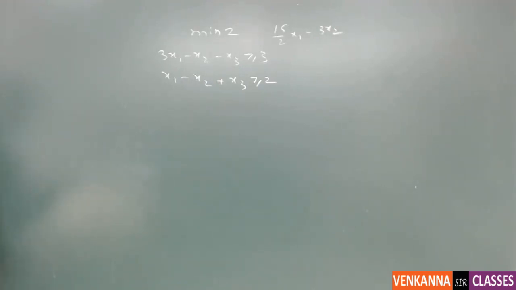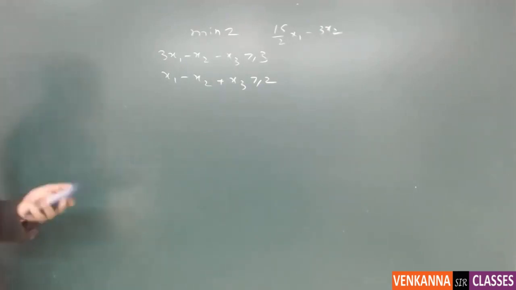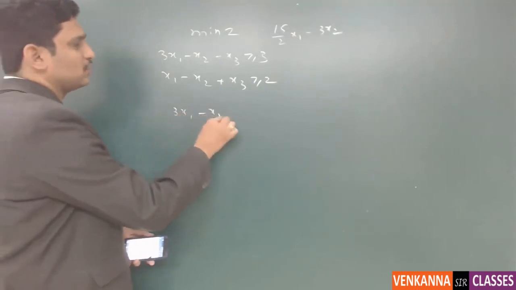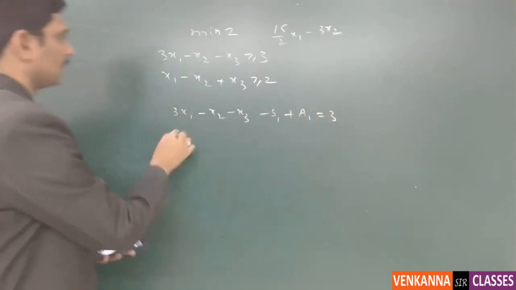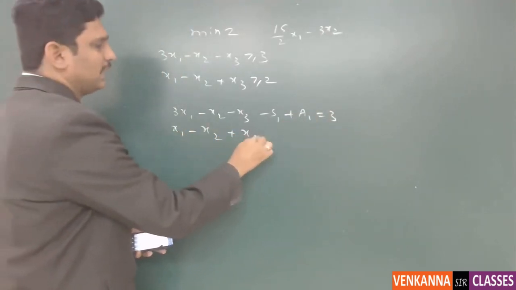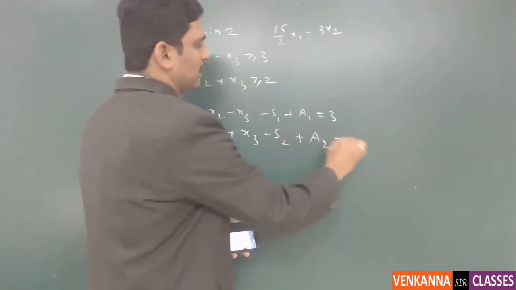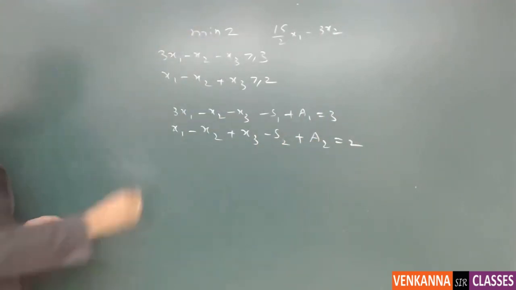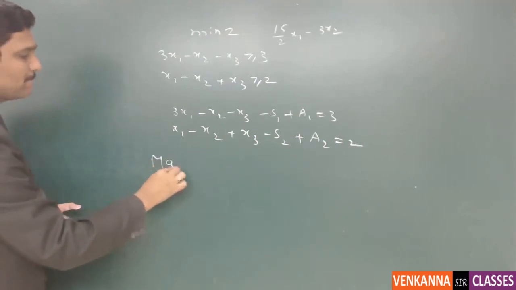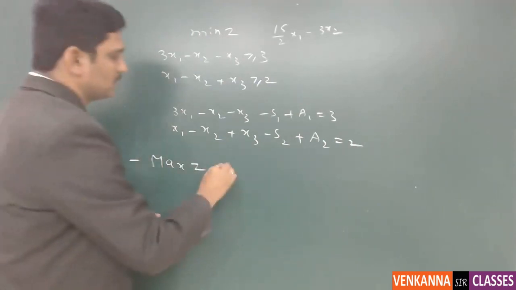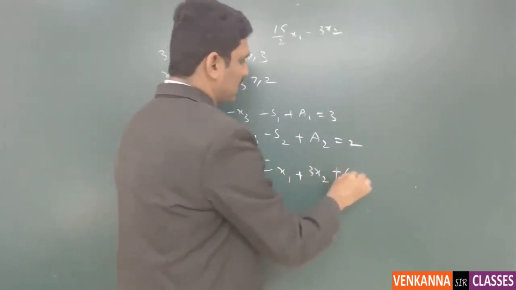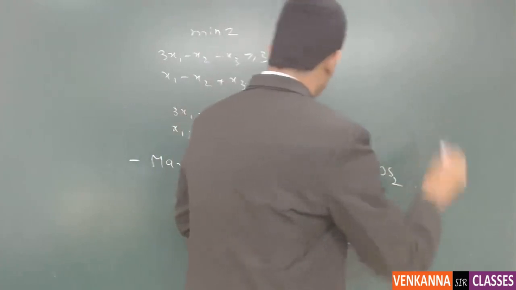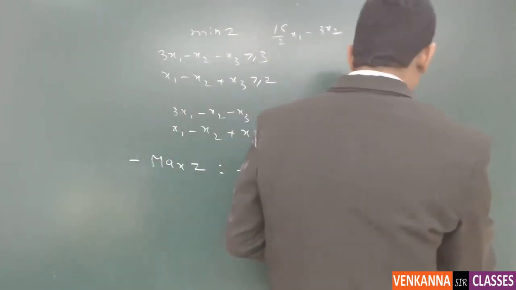Now I am going to write the corresponding canonical form as well as the objective function. Now I am going to write 3x1 minus x2 minus x3 minus s1 plus a1 equal to 3, x1 minus x2 plus x3 minus s2 plus a2 equal to 2, and for the objective function I am writing it as maximum z equals minus 15 by 2 x1 plus 3x2 plus 0 s1 plus 0 s2 minus a1 minus a2.